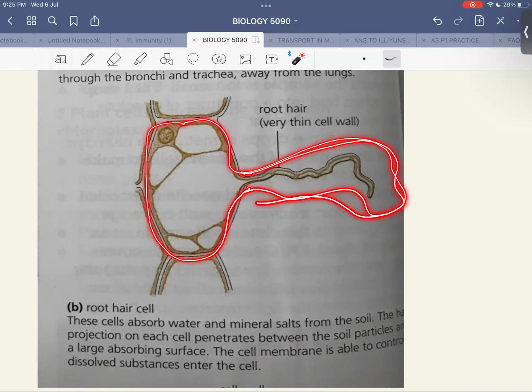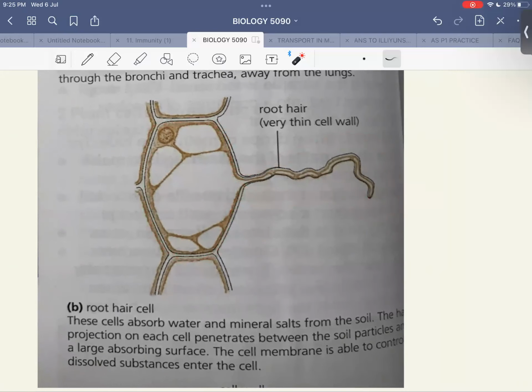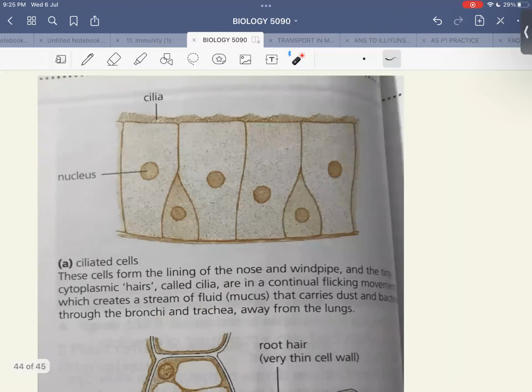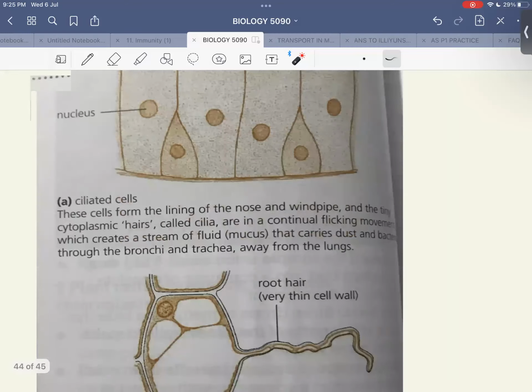Why does it need to have a projection? So that it can absorb water and mineral salts from the soil. This projection penetrates between the soil particles and gives a large absorbing surface to the root hair cell. So again, a root hair cell is a specialized plant cell, just like a ciliated cell is a specialized animal cell found in the nose and the windpipe, and just like the red blood cell is a specialized animal cell.